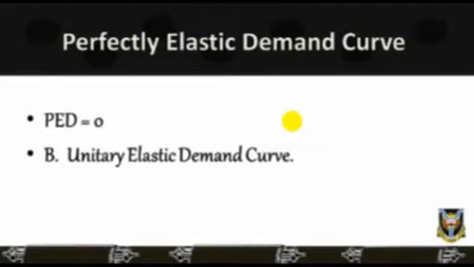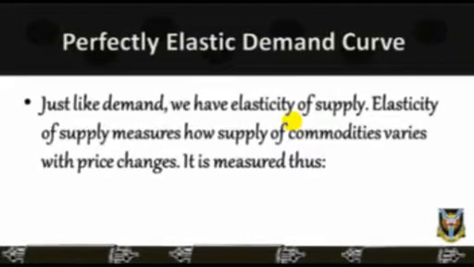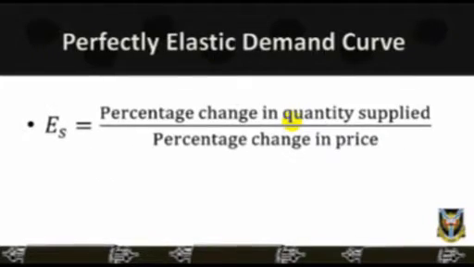B. Unitary elastic demand curve. 1. The percentage change in quantity demanded is exactly equal to the percentage change in price. 2. Rectangle A is equal to rectangle B. 3. PED equals 1. Just like demand, we have elasticity of supply. Elasticity of supply measures how supply of commodities varies with price changes. It is measured thus: ES equals percentage change in quantity supplied over percentage change in price.